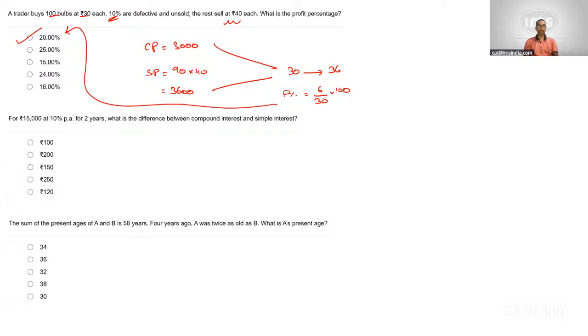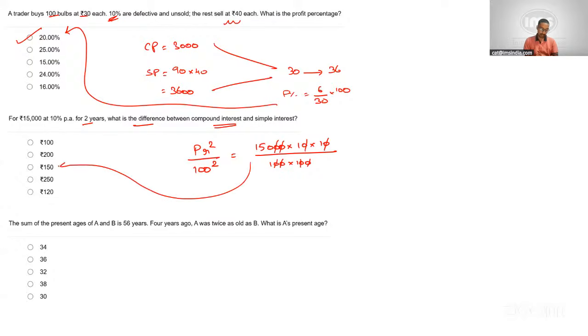Next question. For 15,000 at 10% per annum for 2 years, what's the difference between the compound interest and the simple interest? In theory, the difference between compound and simple interest for 2 years is given by P R squared by 100 squared. There is a shortcut for this. Assuming I know this, I will take this problem at the first step itself. 15,000 into 10 into 10, divided by 100 into 100. Cancel 4 zeros at the top and at the bottom, and I get 150 as the answer, which is the third option.